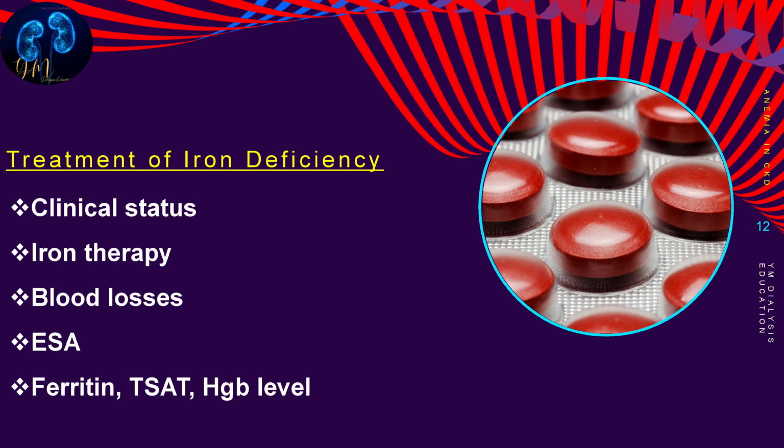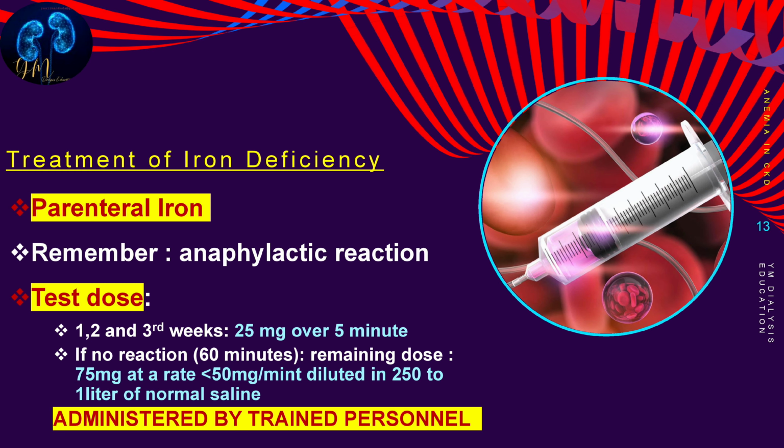Iron administration must be guided by the clinical status, response to iron therapy, recent blood losses, treatment with erythropoietin stimulating agents (ESA), and outcome of ferritin, TSAT, and hemoglobin levels. For those who do not tolerate oral iron, parenteral iron can be given, but this route of administration carries a risk of anaphylactic types of reactions.